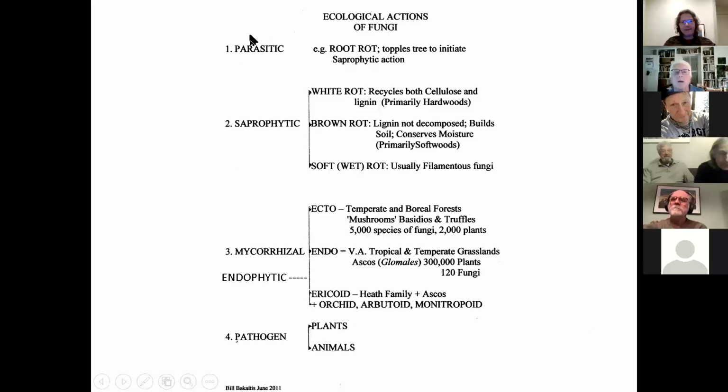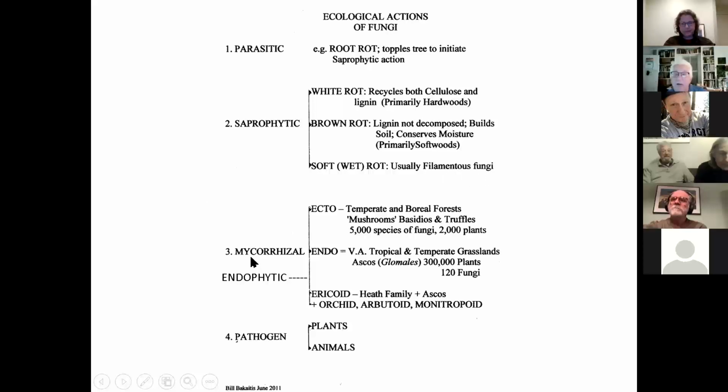We're going to start with parasitic fungi, and we'll see that there's root rot that might topple a tree. Once the tree's on the ground, you've got saprophytic action, and there are two major kinds we're going to be interested in: white rot and brown rot. They have different properties, and different fungi are involved with them. There's also a soft or wet rot, usually filamentous slime fungi down in the mud.